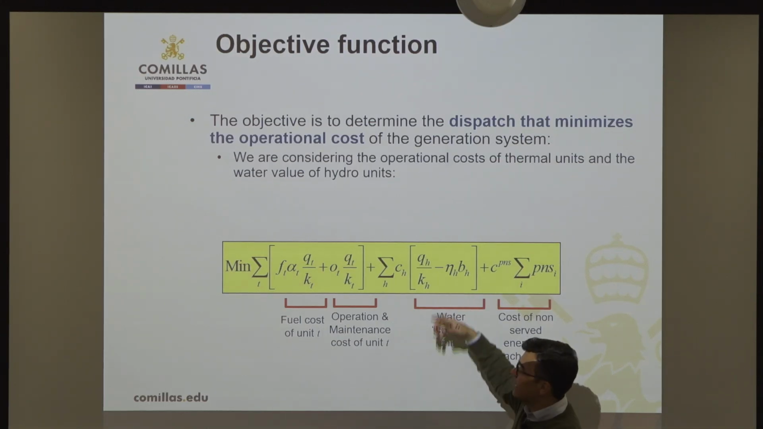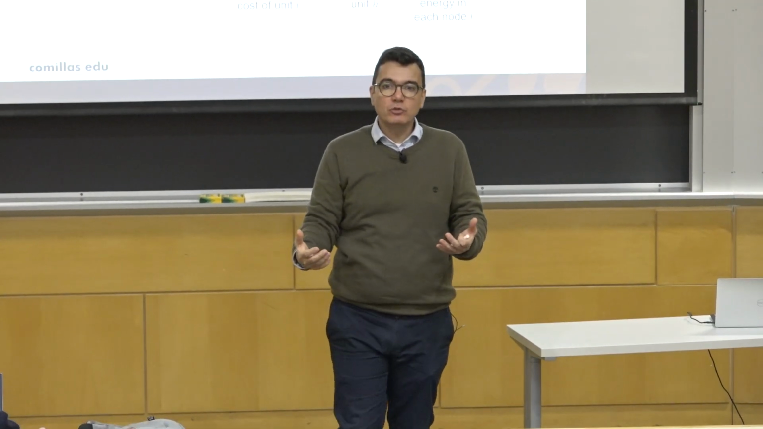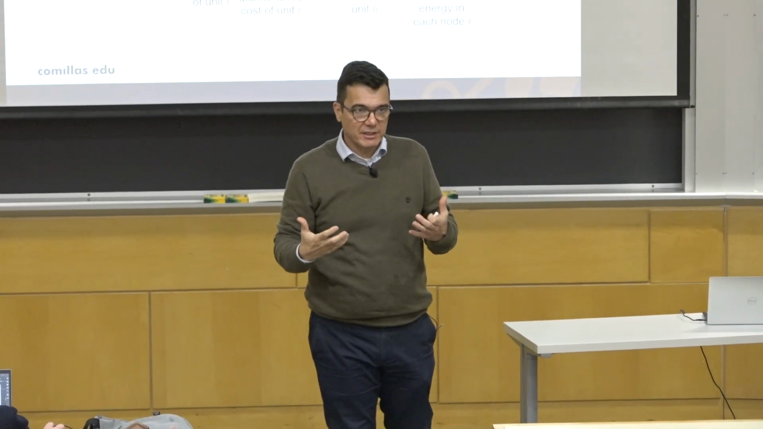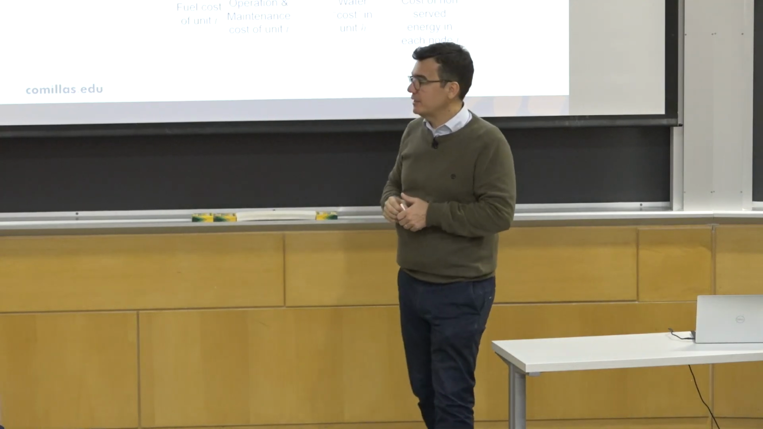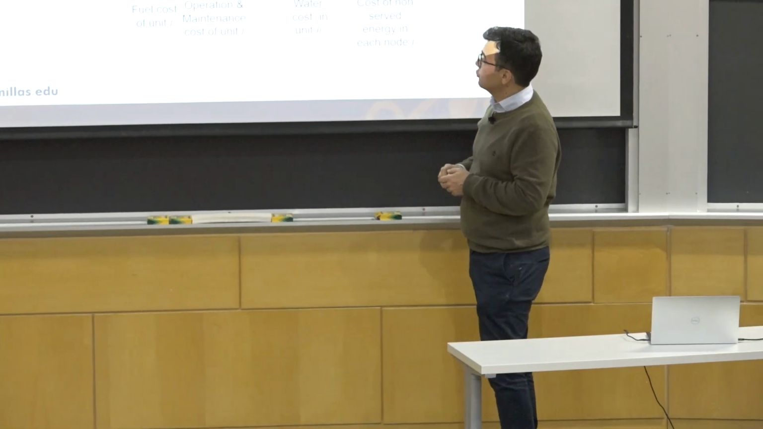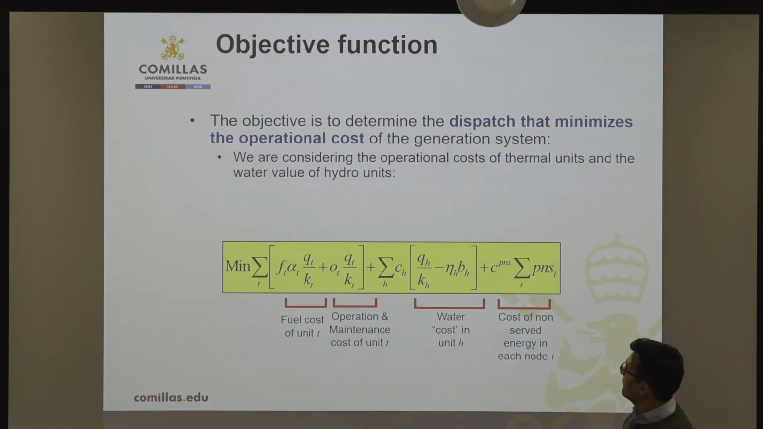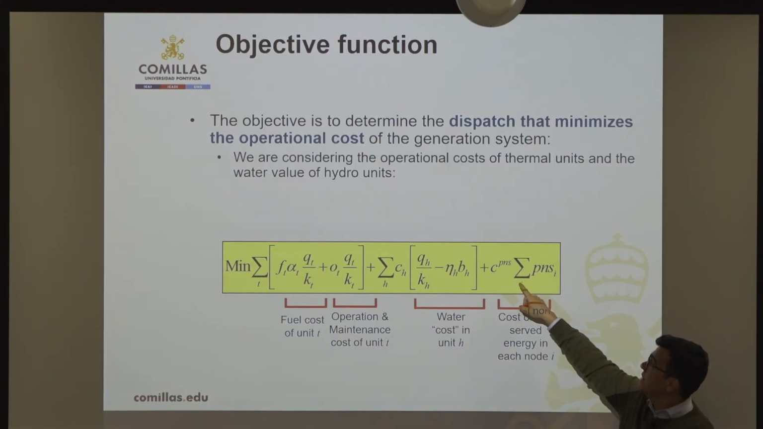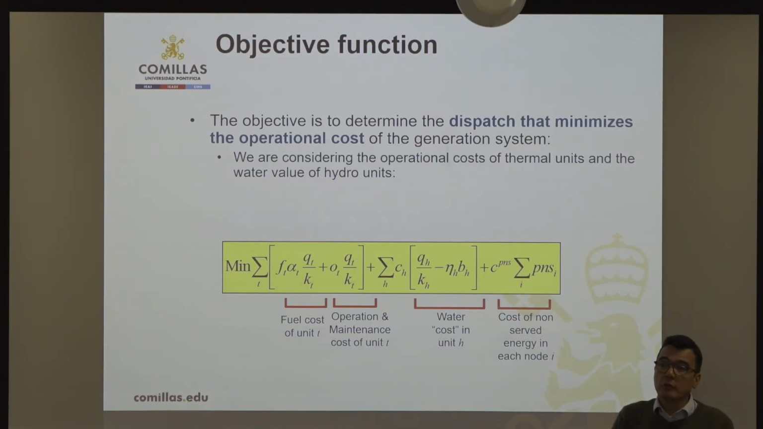Knowing that the pumping has a given efficiency. So I know that if I spend 100 megawatt hours, I'm only going to store 70% of this for a posterior use. This means that my decision of pumping water has to take into account the efficiency, knowing that this water has a given value. And then we include these non-served power terms, one variable for every node, multiplied by the cost of non-served power.